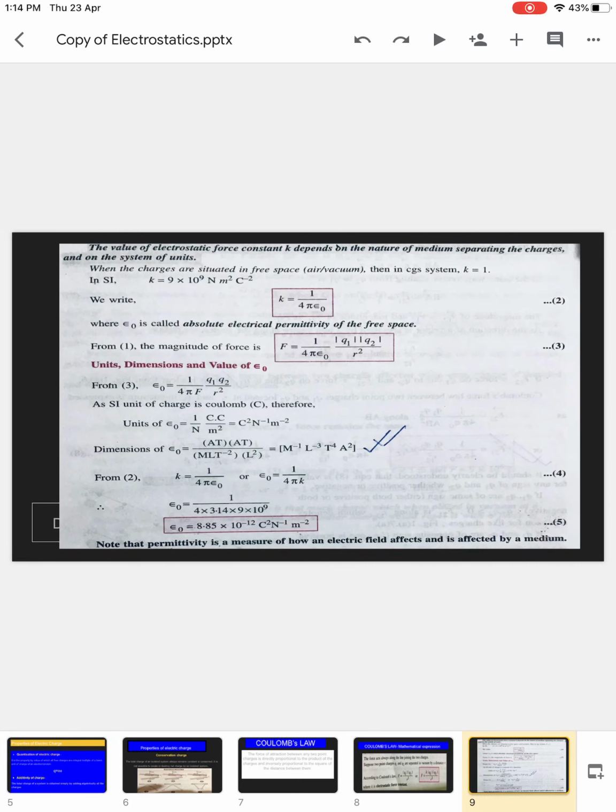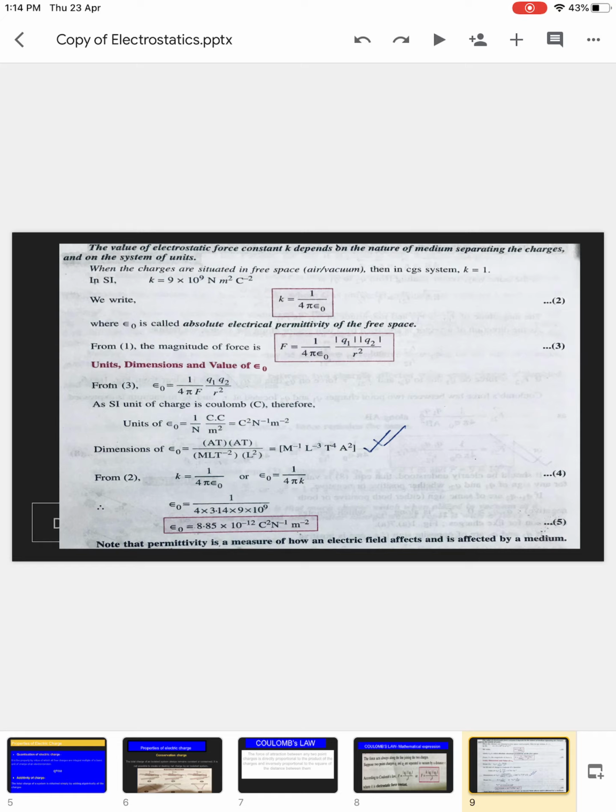Now k can be written as 1 by 4 pi epsilon naught, and the value of k in terms of SI unit can be written as 9 into 10 to the power 9 Newton meter square per Coulomb square. Now what is epsilon naught? Epsilon naught is the absolute electric permittivity of free space.